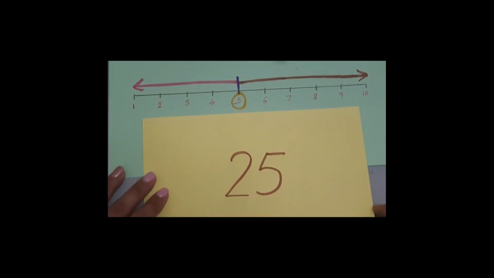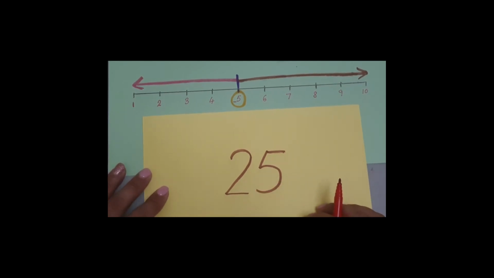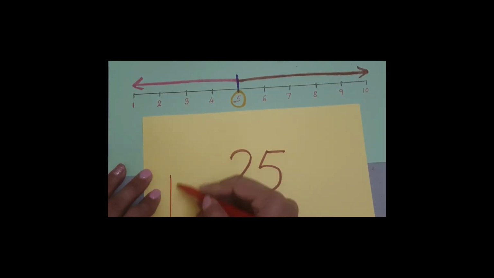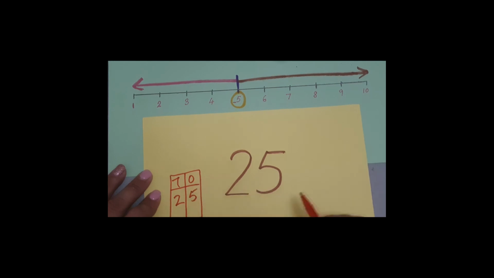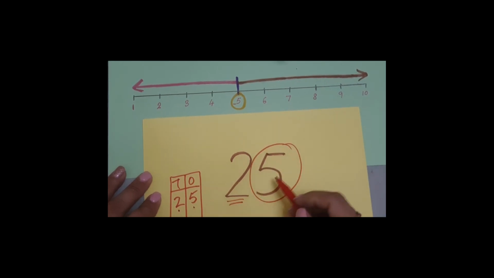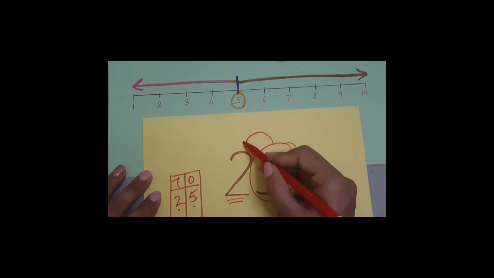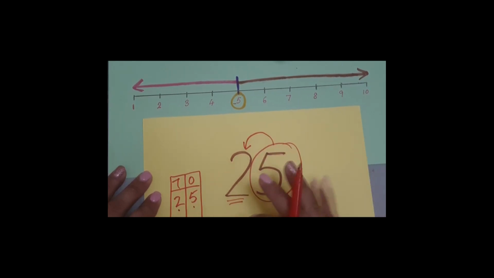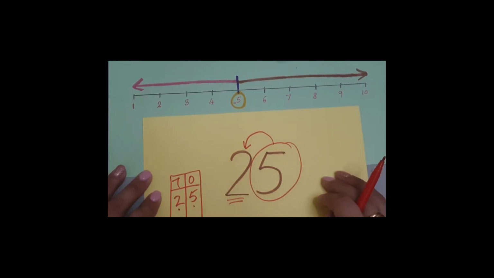One more example. Now we have 25. Again we are going to place the number in the place value chart to figure out which number is at tens and which number is at ones. Here 2 is at tens place and 5 is at ones place, and 5 is our boss. 5 is going to tell 2 whether to stay or to go to the next tens.